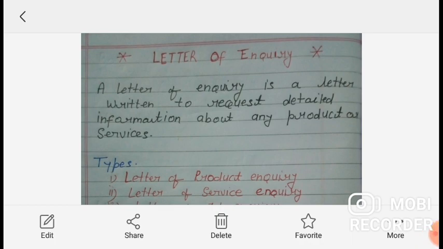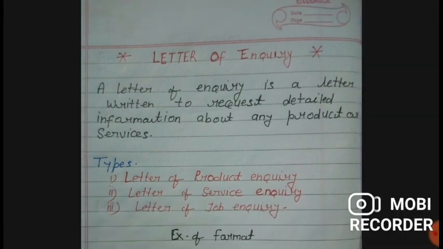Dear students, as you were told earlier that there are four types of formal letters that we have to study. So today we are going to start with the letter of inquiry. As the name of the letter itself indicates what the letter will be. A letter of inquiry is a letter written to request detailed information about any product or services. To get some information about some product or some services, we write a letter of inquiry.